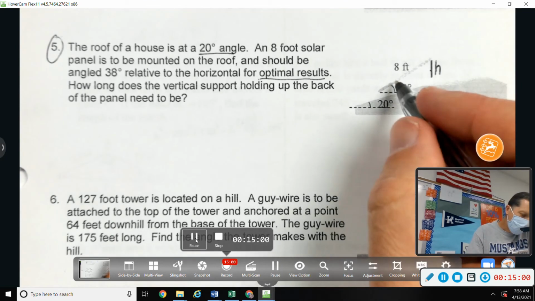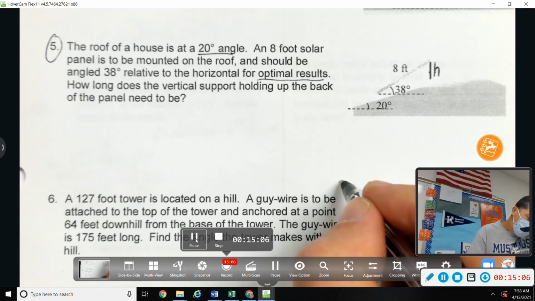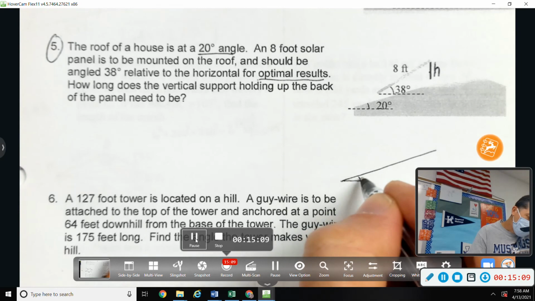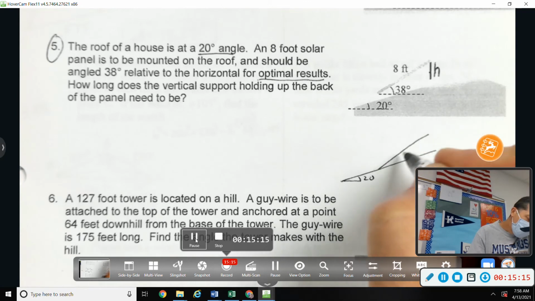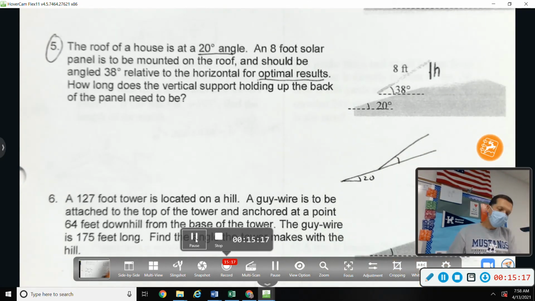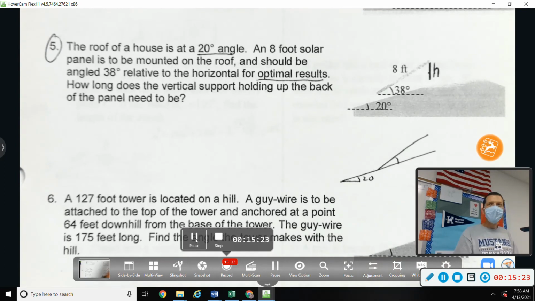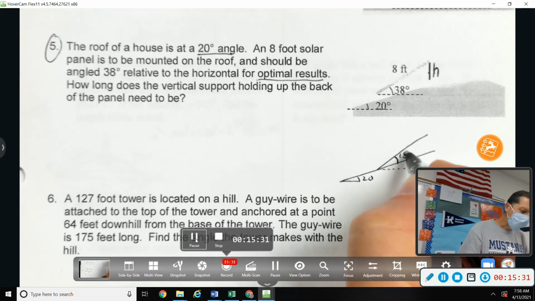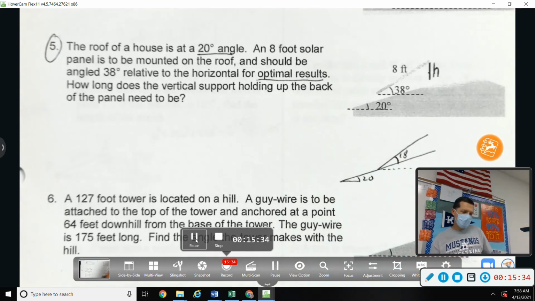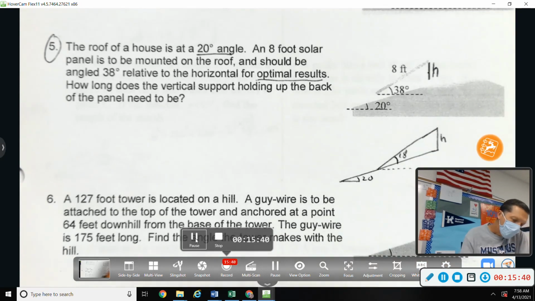All right, again, the picture looks a little bit funny, so I'm going to try to redraw the picture here. So there's the roof at 20 degrees. Here's the panel. What's that angle inside that the panel makes with the roof? Because that's not 38. Do you know what that angle is? This inside angle right here? That should be 18. 38 minus 20. Vertical support is H, and the thing is 8 feet long.